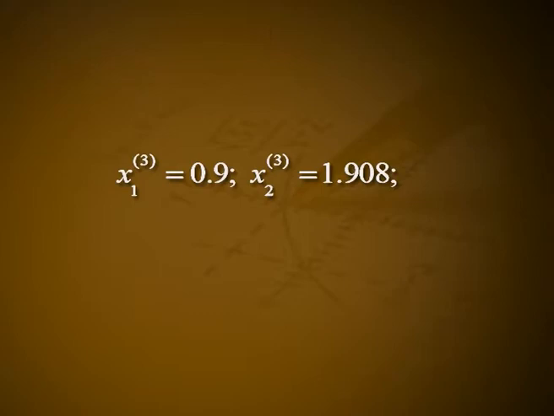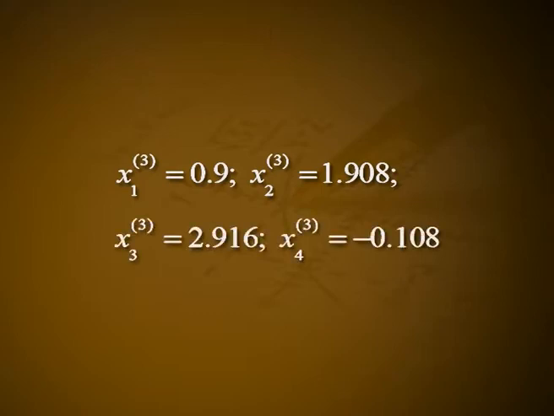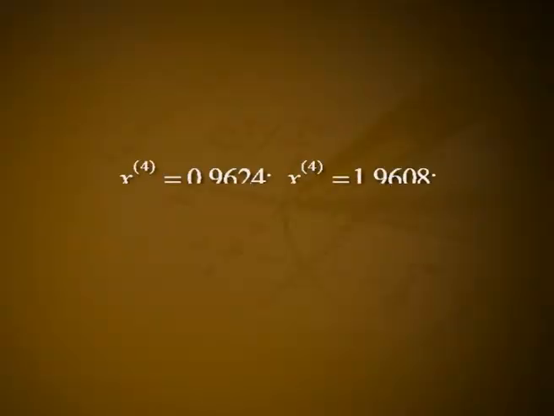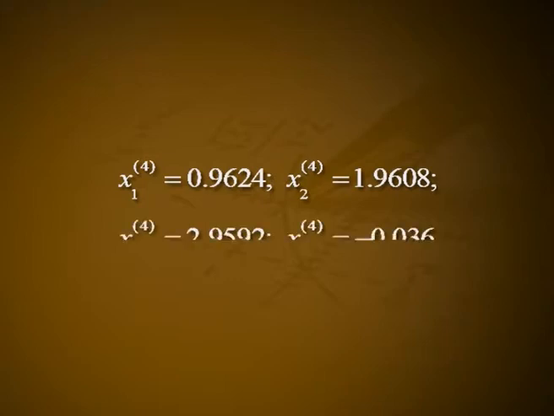Similarly, third approximation values are x1 3 equal to 0.9, x2 3 equal to 1.908, x3 3 equal to 2.916 and x4 3 equal to minus 0.108, and fourth approximation values are x1 4 equal to 0.9624, x2 4 equal to 1.9608, x3 4 equal to 2.9592 and x4 4 equal to minus 0.036.